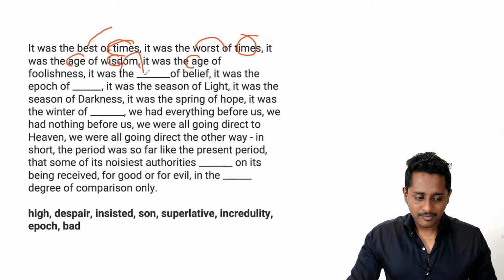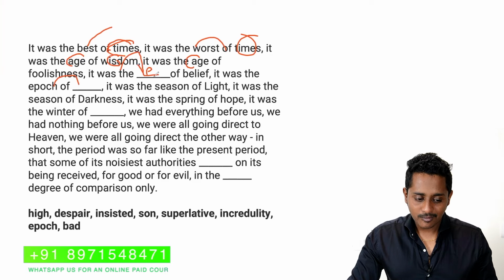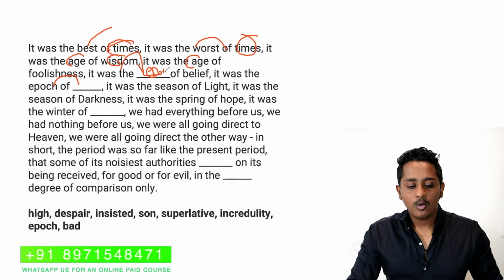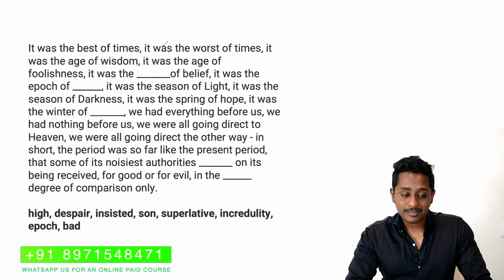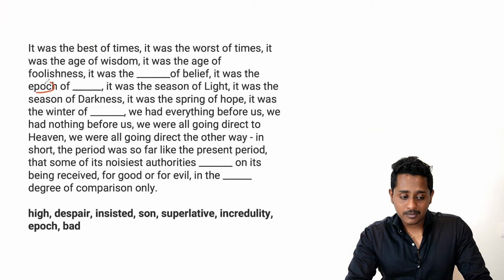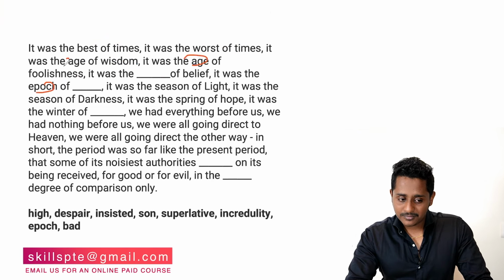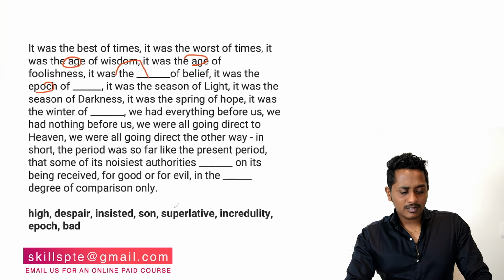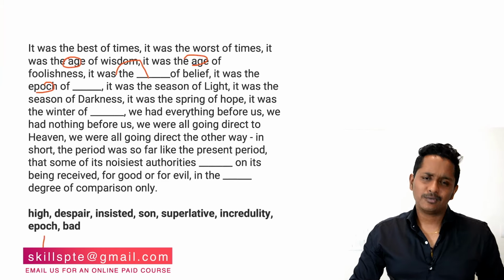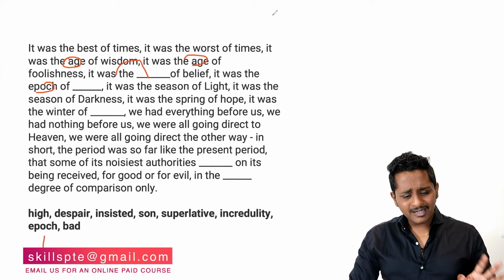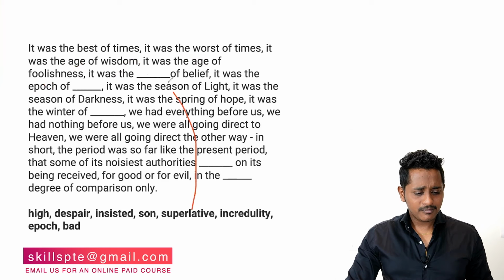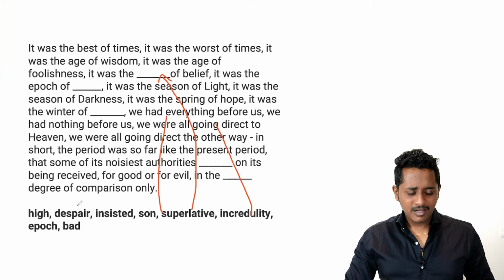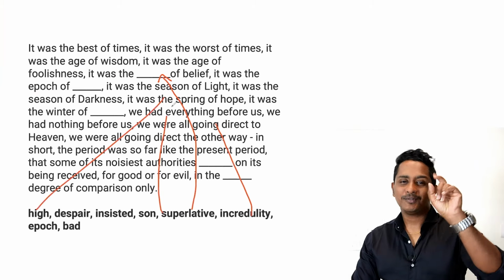It is a dash of belief. It is the epoch of something. It was the epoch of belief. Try to see the symmetry. Hope you are understanding. See, it was the age of something, it was the epoch of belief. Epoch means a period. So now epoch is the first one, which 90% of them have not got, because you directly chose the superlative of belief, or incredulity, some high of belief. Do comment how many of you wrote high of belief.